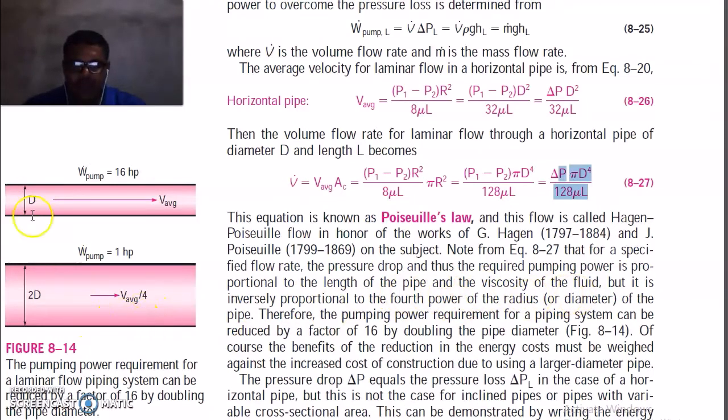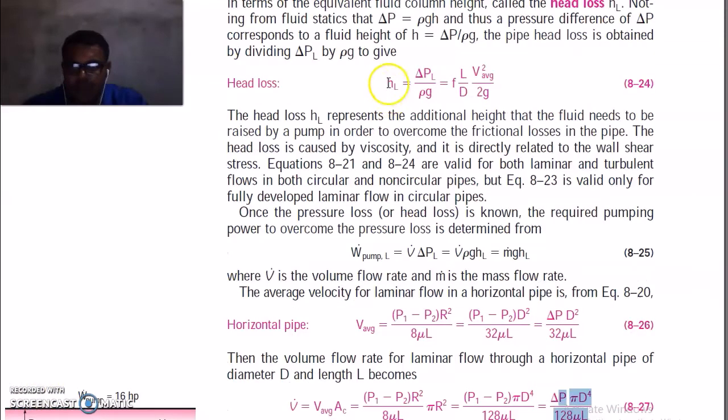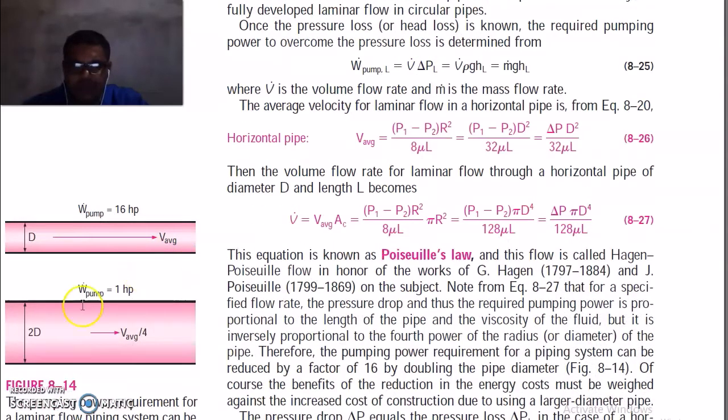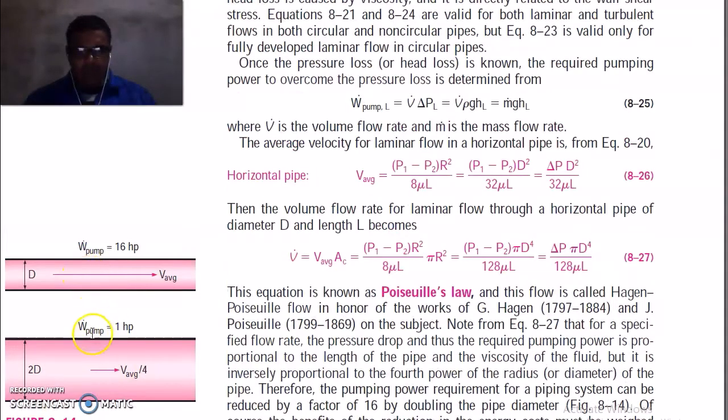Also you can see that if the pipe diameter is doubled, the velocity will become 1/4, and we know head loss or pressure loss is proportional to the velocity squared. It means the pumping power is reduced to 1 horsepower as compared to this case. It means if you increase the diameter of the pipe, your pumping power will decrease. In this case it is 16 horsepower with diameter D, in this case it is 1 horsepower.